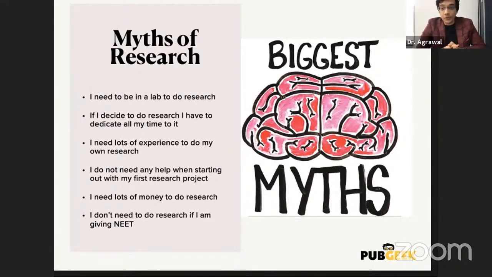So for those people who are doing NEET, I would say it's great that you're getting into research. It's something that not a lot of people are doing, and it'll be absolutely amazing if you can push out a few papers while you're doing this.